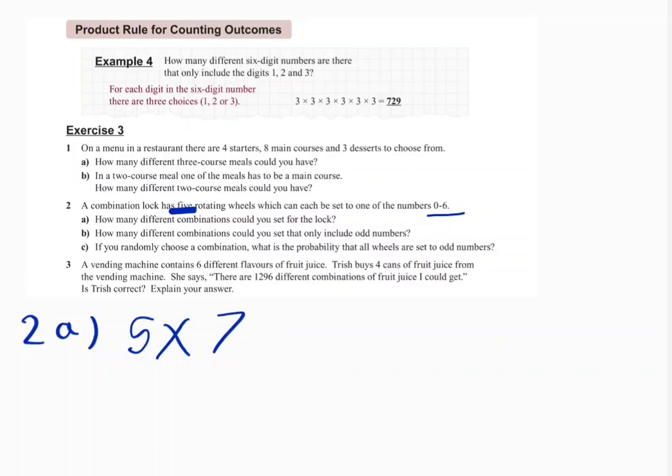So yeah, in total, if you want to work out the number of combinations, it's just enough to work out this multiplication, which is 5 times 7, 35. So that's it for part A.